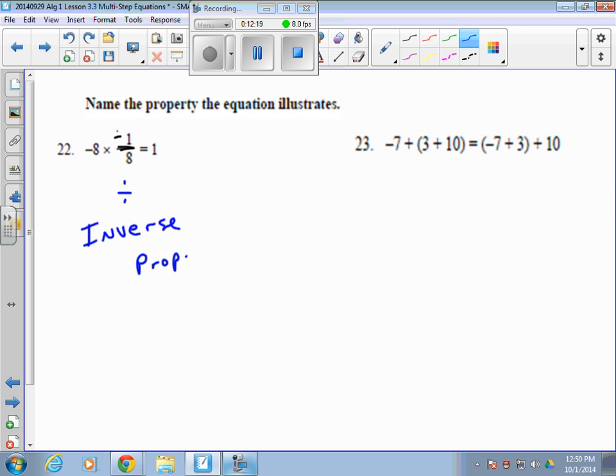Negative 7 plus 3 plus 10 is equal to negative 7 plus 3 plus 10. The only thing that happens is the parentheses move from around 3 plus 10 on the left side to around negative 7 plus 3 on the right. Everything else stays in position. Nothing commutes around. The parentheses move, so it's the associative property, and it's of addition again, because you're talking about addition. Remember, positives and negatives talk about addition.